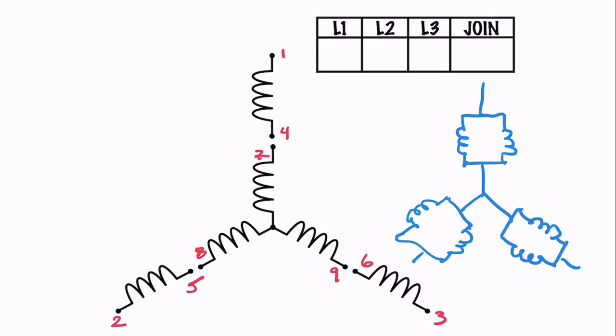I'm going to start at the top and say, okay, I've got 1 and 4 here. So let's just change my color here. 1 and 4, that's that winding. And I'm going to connect 1 to 7. And then 7 is going to go to that lead that's at the bottom there.